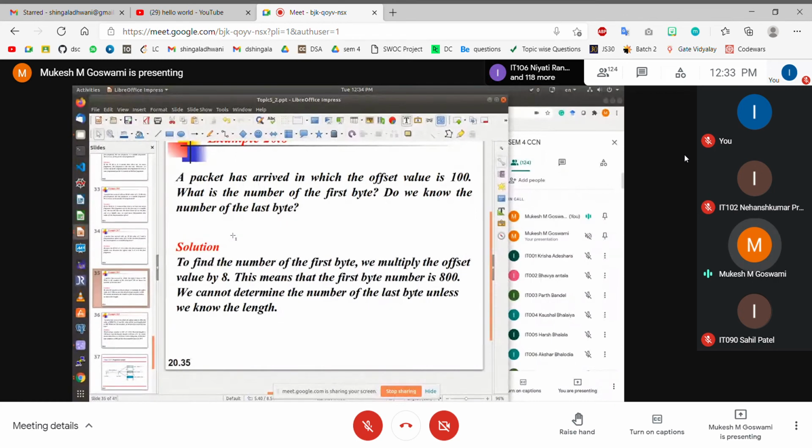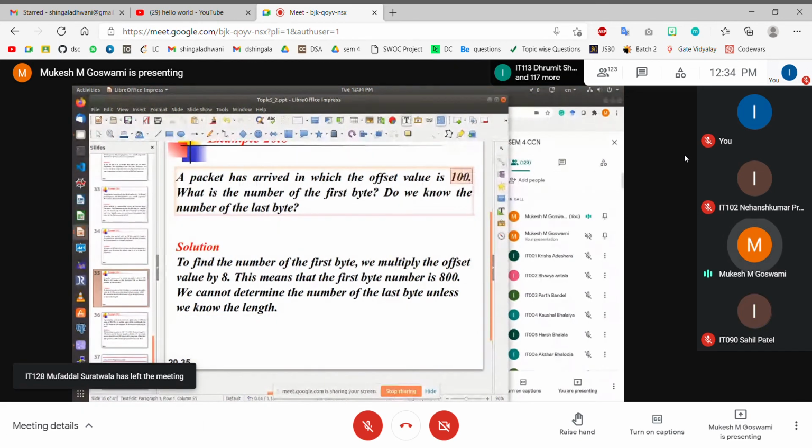Similarly, here also, we'll be multiplying the offset value with 8 in order to get the actual number of bytes, or the starting number of the byte. So if the value of the offset is 100, then the number of the first byte is going to be equal to 100 multiplied by 8. This is not binary 100, this is a decimal 100, okay?